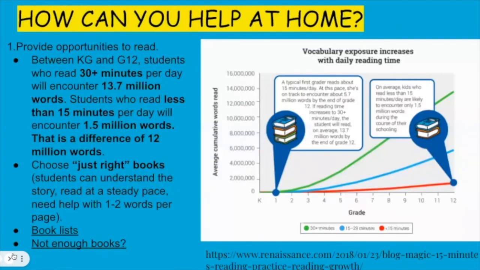Okay, so how can you help at home? This graph shows how vocabulary exposure increases with daily reading time. So, number 1, provide opportunities to read. Between kindergarten and grade 12, students who read 30 plus minutes per day will encounter 13.7 million words. But students who read less than 15 minutes per day will encounter 1.5 million words. That is a difference of 12 million words.